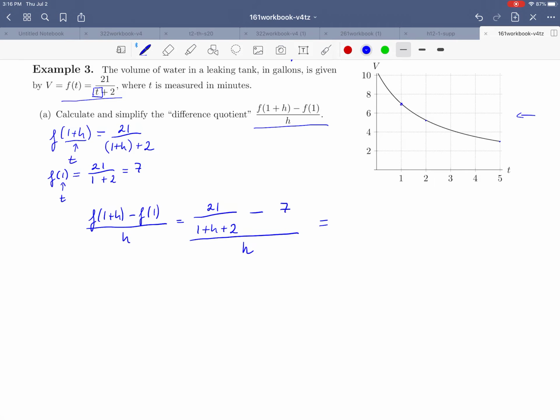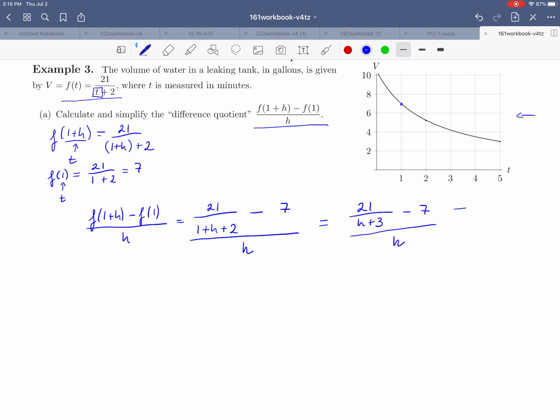So that first part of the expression, I have 21 divided by 1 plus h plus 2. That is actually h plus 3. Looks a little bit nicer. And then I still have minus 7, and then I still have divided by h. Now, this is called a compound fraction. I have a fraction within a fraction. And our goal is to simplify this a little bit. We want to have fewer fractions.